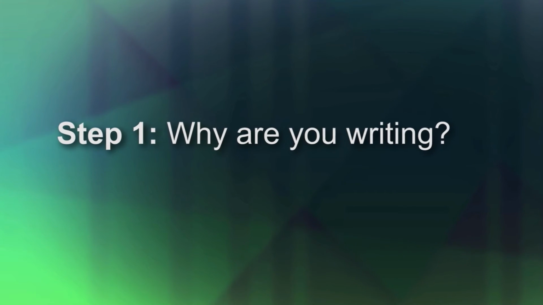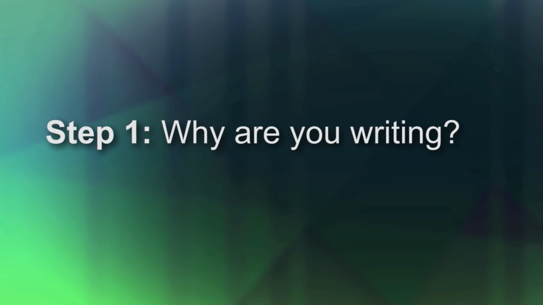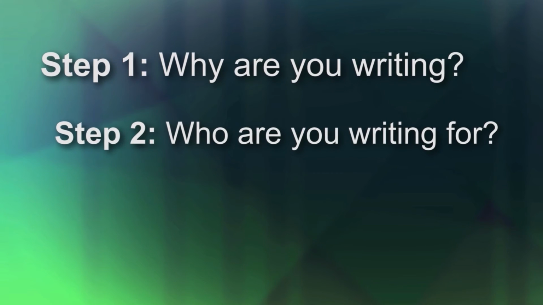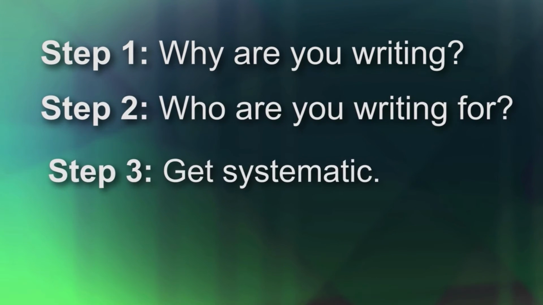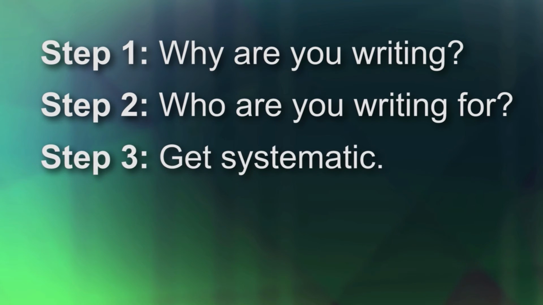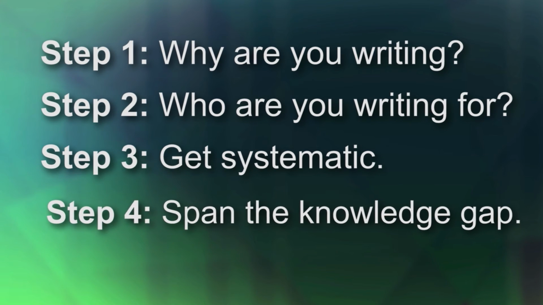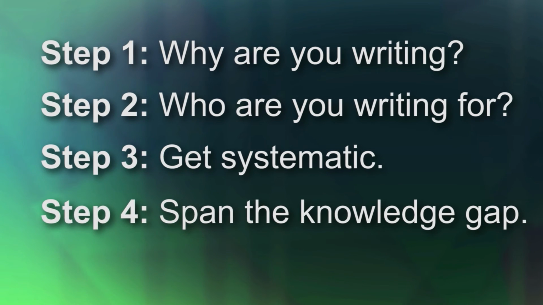So to recap, step 1 is to think about why you're writing. Step 2 is to determine who you're writing for. Step 3, get systematic with your writing by using readability statistics and editing checklists. And step 4, span the knowledge gap by using concrete examples to clarify your information. If you follow these 4 steps, I guarantee that more people will be able to understand your writing. And the more people that understand, the more likely it will be that people care.